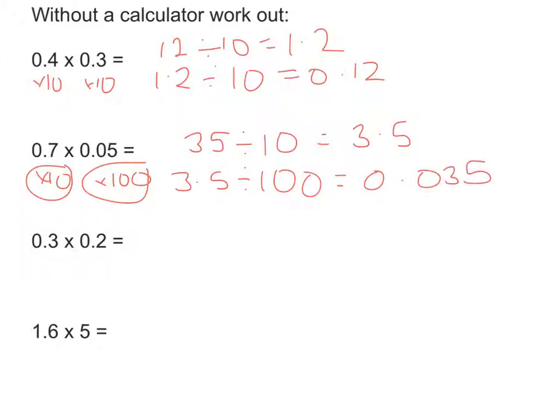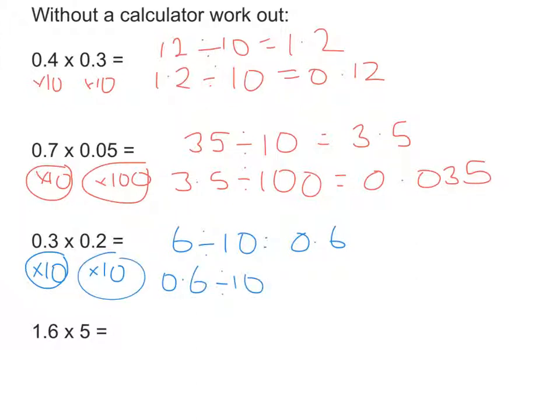Okay, similarly these ones, 0.3 times 0.2, be careful here. I'm going to have to times by 10 and times by 10, so I can do 3 times 2, which we all know is 6. So the first one, I'm going to divide by 10, which is 0.6, take that answer and divide it by 10 again, which is equal to 0.06.